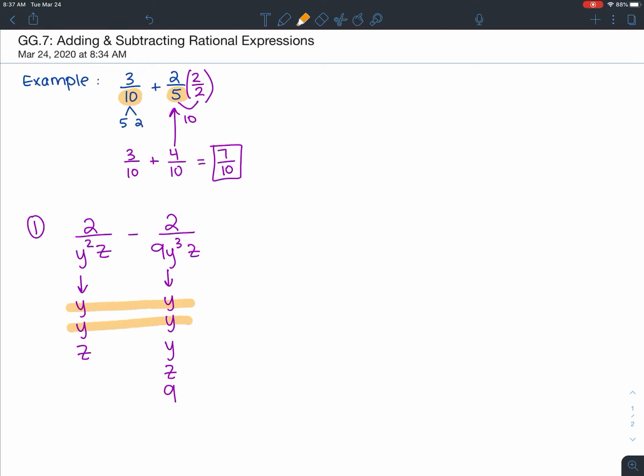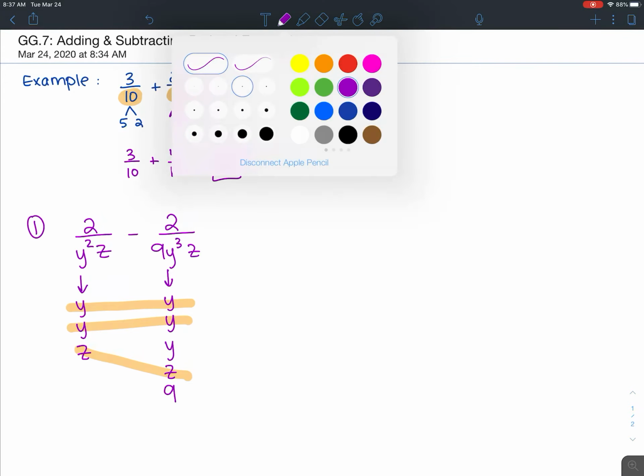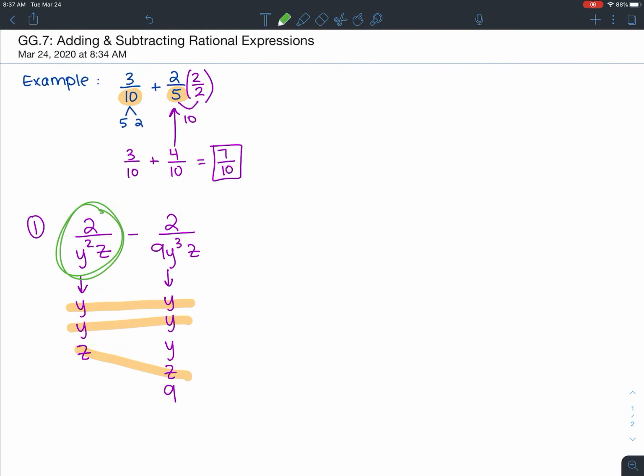So the y's and z cancel, which means that this fraction right here is missing a 9 and a y. So I'm going to multiply by 9y top and bottom. Okay, so when I do that, 9y times 2 becomes 18y.